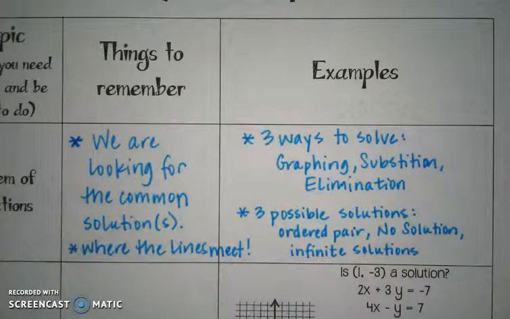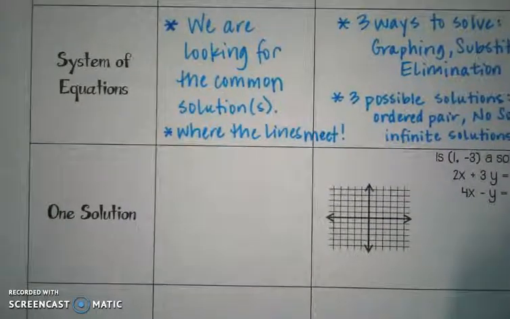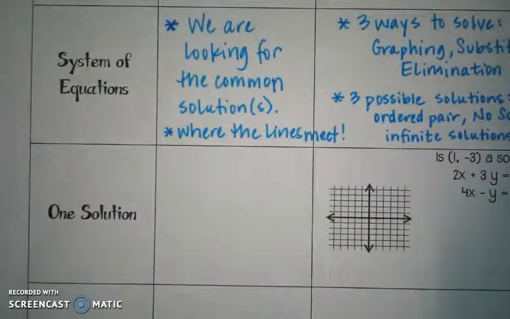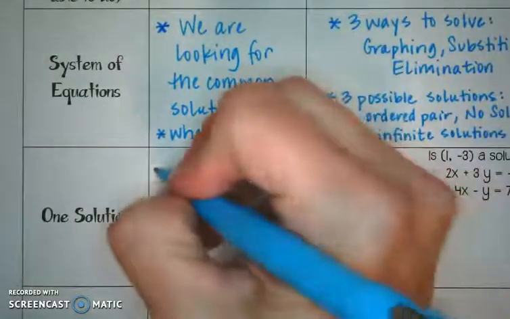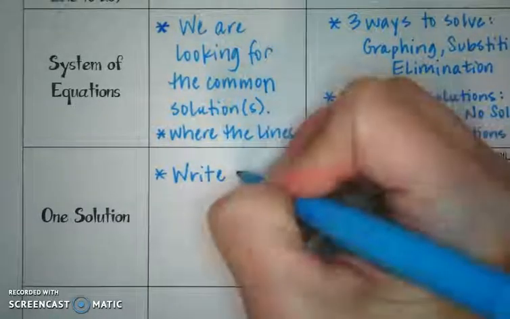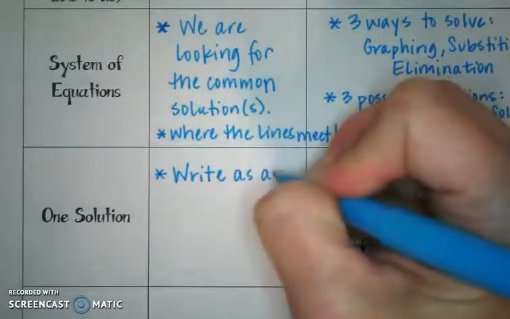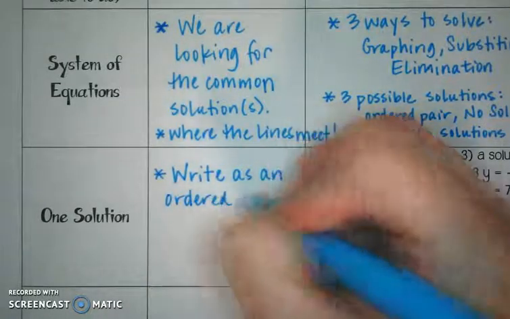All right, so first up, let's look if there is one solution. If there's one solution, that means that the 2 lines meet at one point. So what we're going to do is write the answer as an ordered pair.